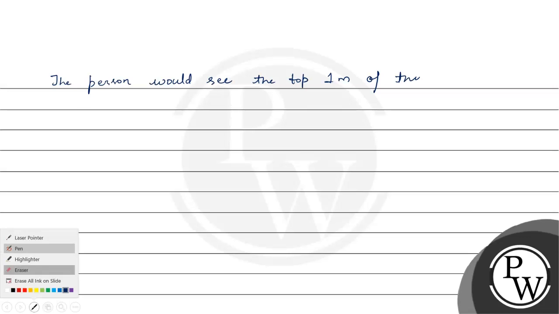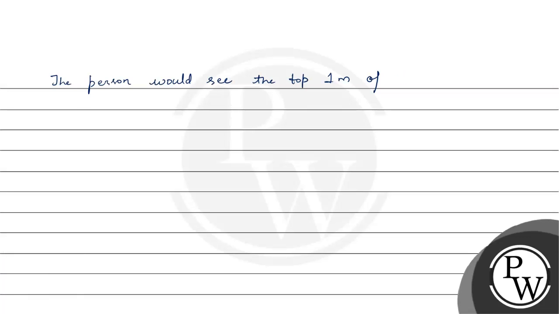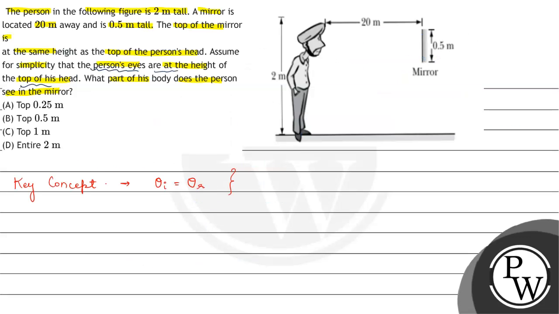So this is the part he can see. So we can write the person would see the top 1 meter of his body. So this is the final answer. I hope you understood it well. Let's now check the options.